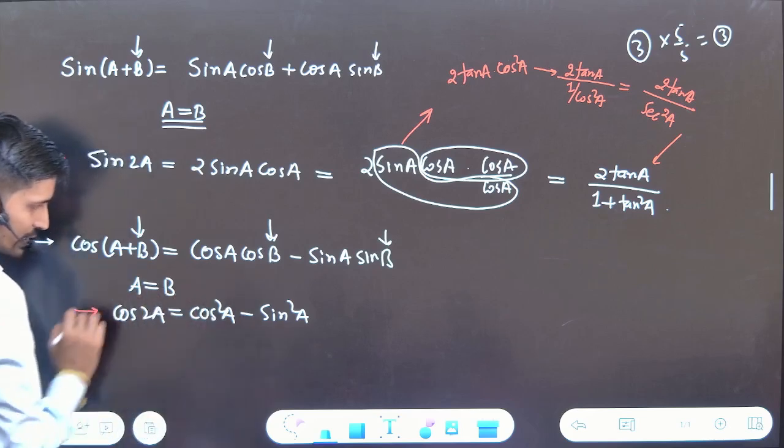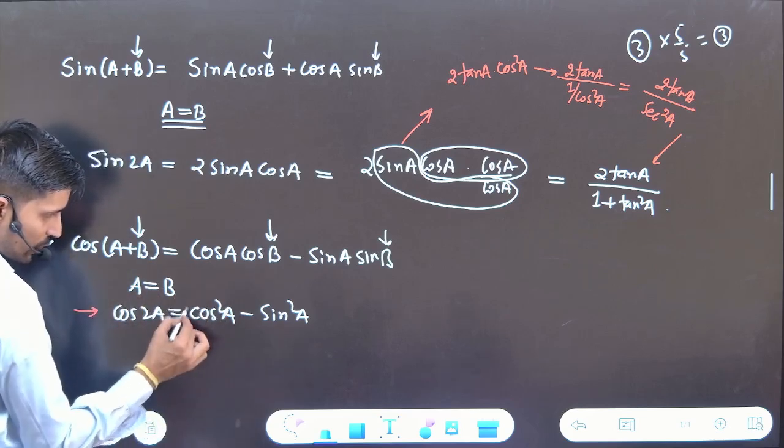Now one more formula we can generate. The cos square A, can we write it as 1 minus sin square A?